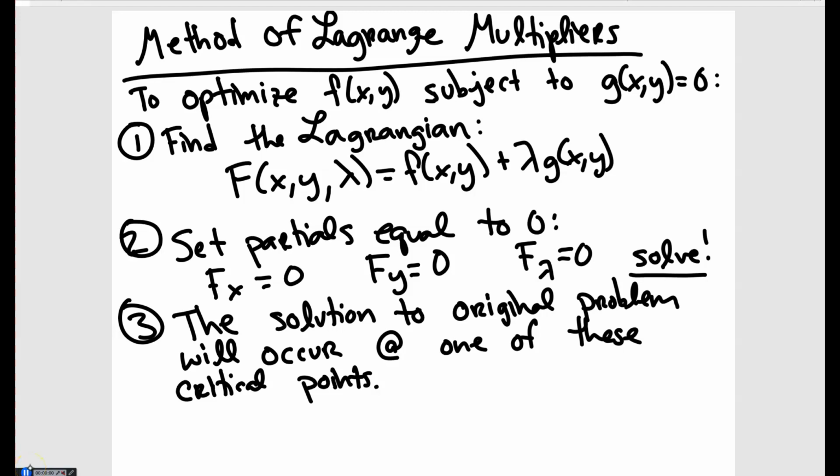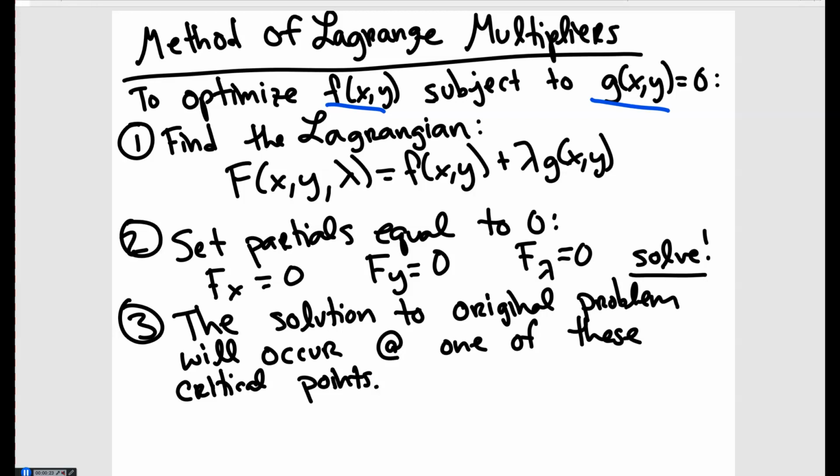In this video, we are going to recap the method of Lagrange multipliers. So we said that the whole thing about Lagrange multipliers was that we wanted to optimize this function of two variables, f of x comma y, subject to some constraint, g of x comma y equals 0. So these are the steps. If you want to take a moment to pause it, you can copy down the steps.